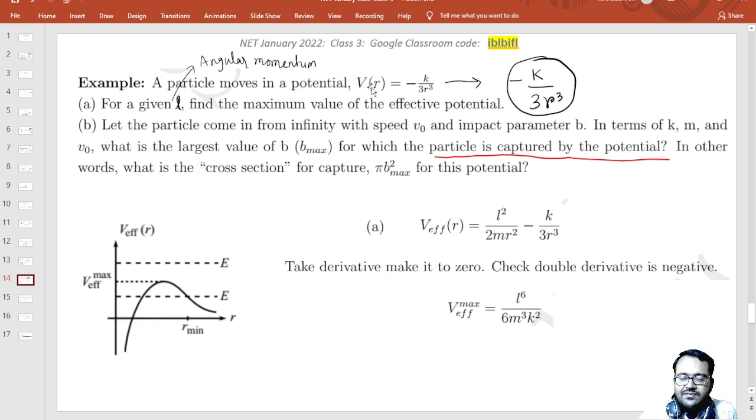So the effective potential is like this. The particle is coming in from infinity with this B. What is the largest B? V effective of R is L square by 2m R square minus K by 3R cube. Take the derivative and make it 0. Check that the double derivative is negative. So we get the maximum value of the effective potential. After taking the derivative and making it 0, substitute this R value here. So that is math.